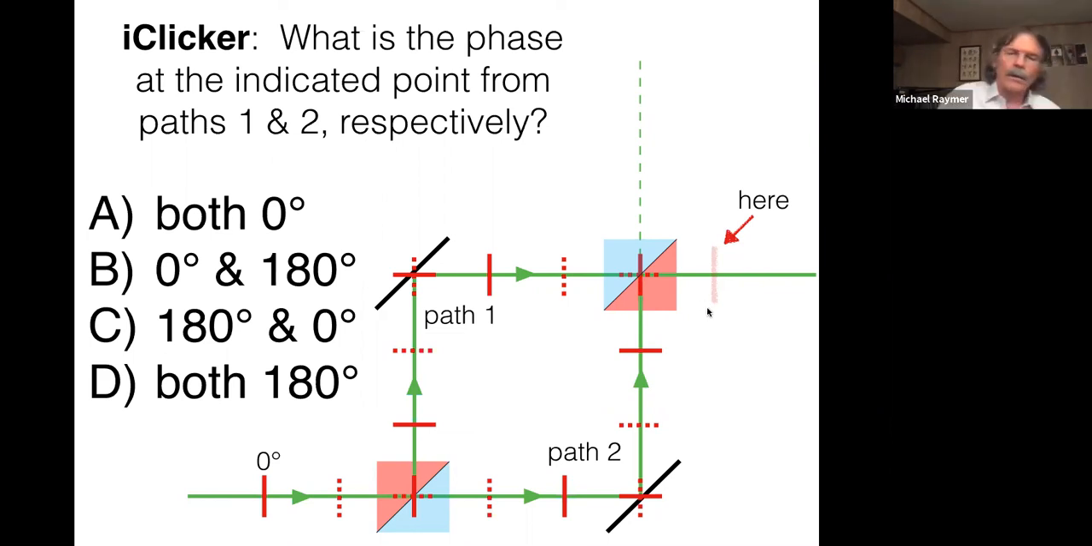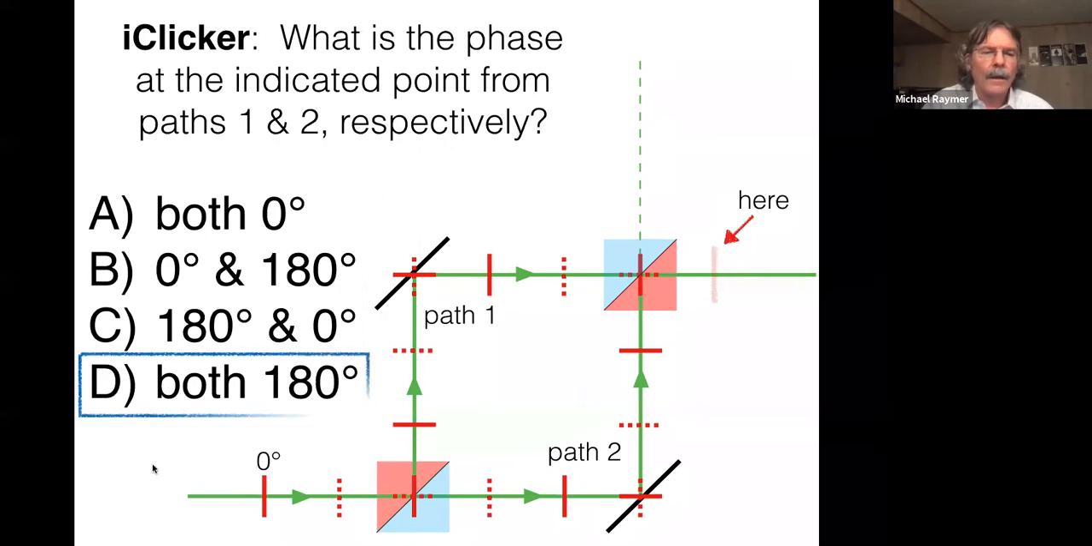Okay, we'll stop there. So both are 180. Let's see if we can figure that out. This one coming through goes through, so there's no phase shift. So trough, peak, trough, that's 180. This one is red to red, entrance in red, exit red, so there's a phase shift.